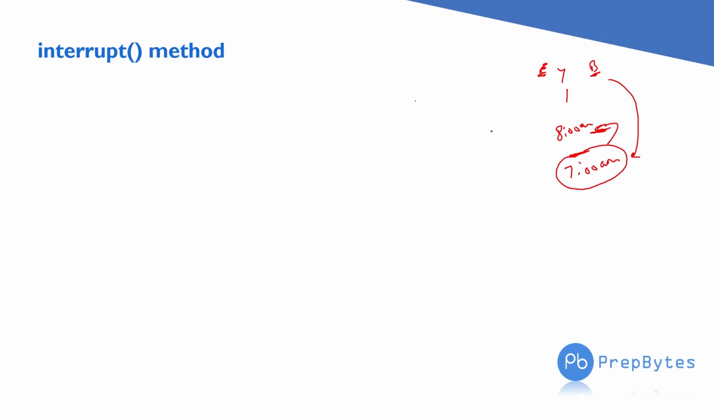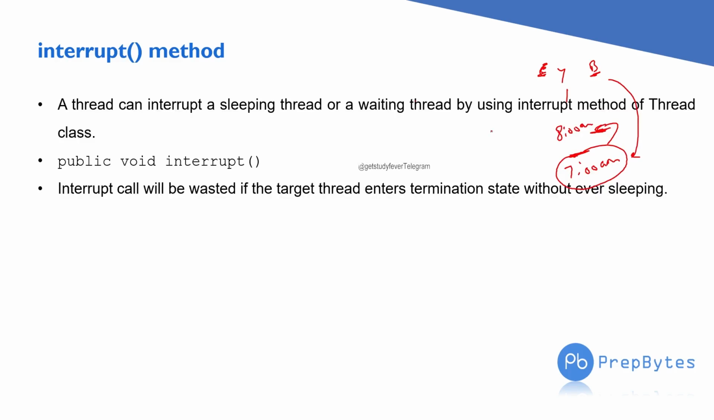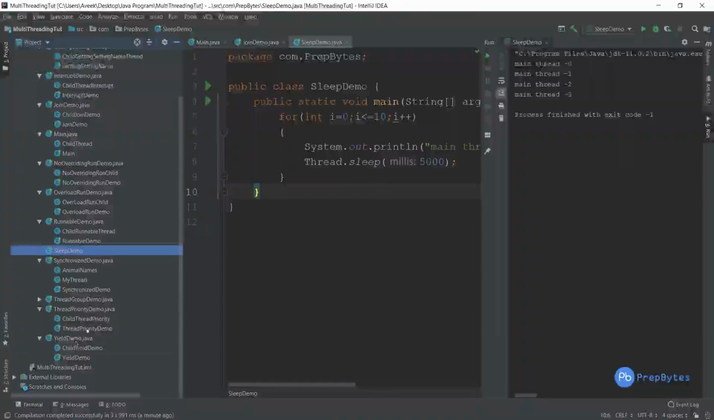So what is the point? A thread can interrupt a sleeping thread or a waiting thread by using the interrupt method. So this is the interrupt method. An interrupt call will be wasted if the target thread enters the termination state without ever sleeping. So if you are not sleeping the whole night, then the interrupt calls will simply be wasted. Correct? Let's move ahead.